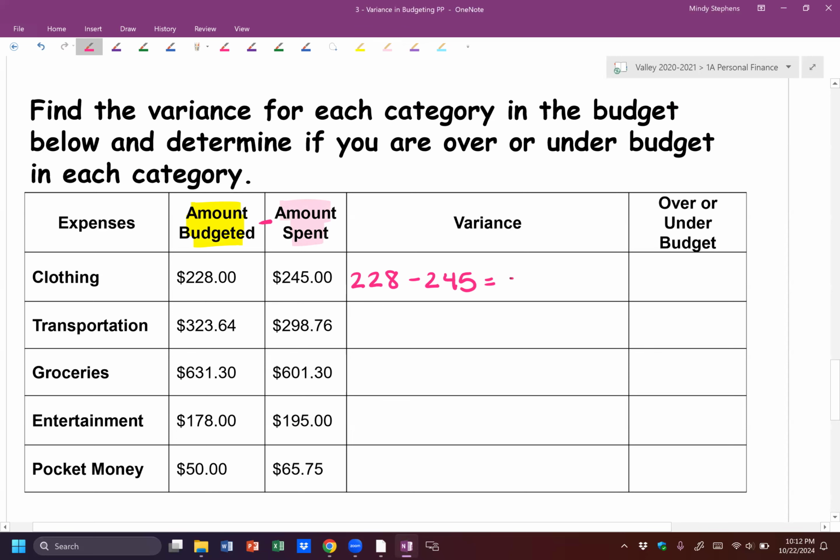That gives us a negative $17. If it's negative, that means we spent too much. So we were over budget. Over budget means we spent too much.